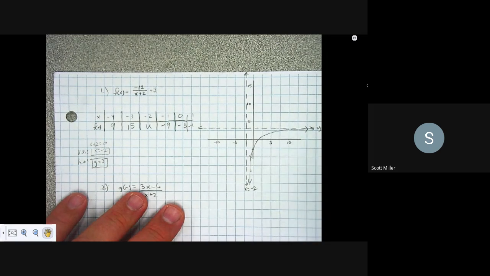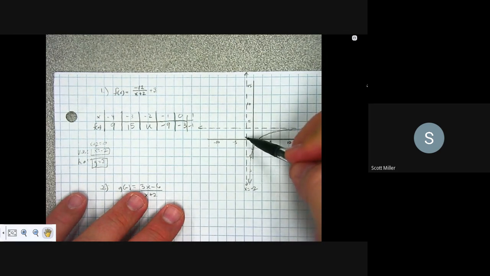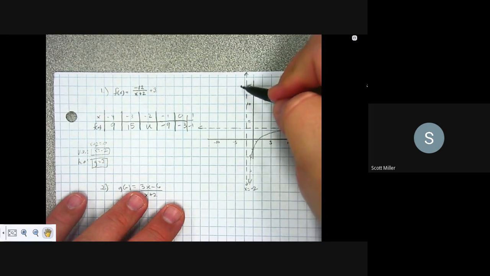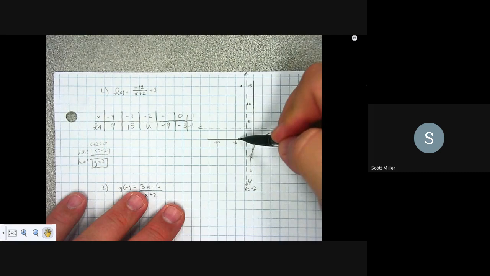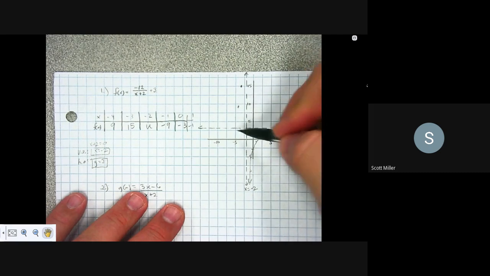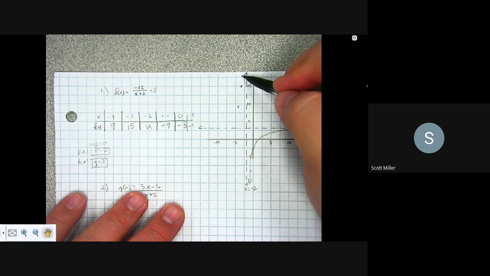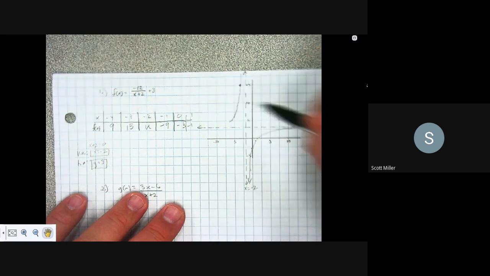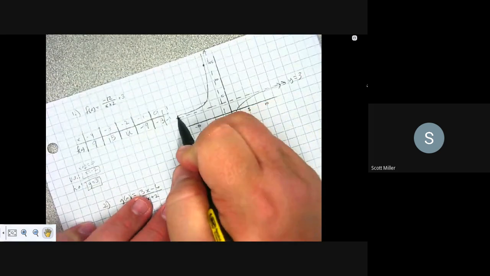And that's fine. Over here at negative 3, we have 15, so we're going to have a dot right about here. And then at negative 4, we're going to have a dot at 9, which is right about here. And we can keep on going, but we can see also that this graph is going to come down this way, curve around, and approach the end behavior over here.